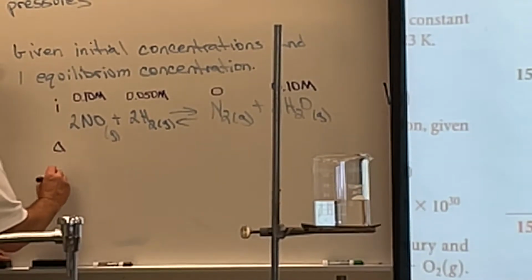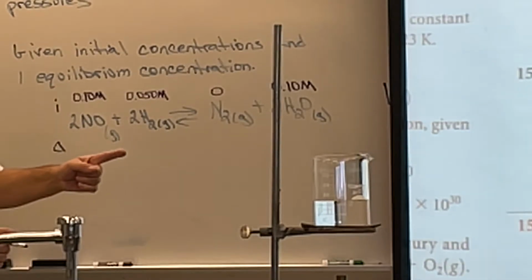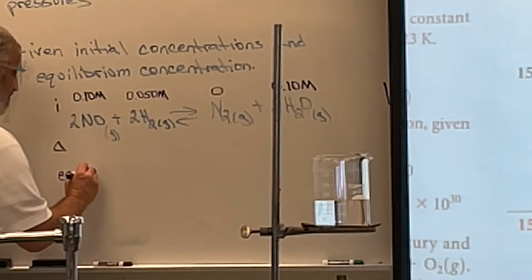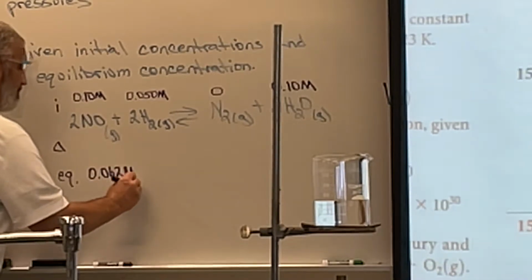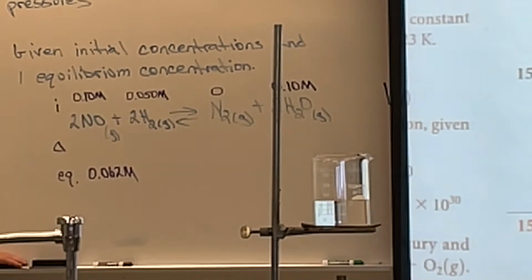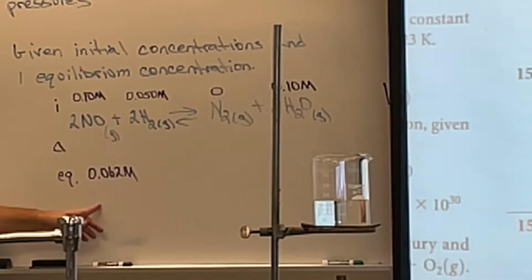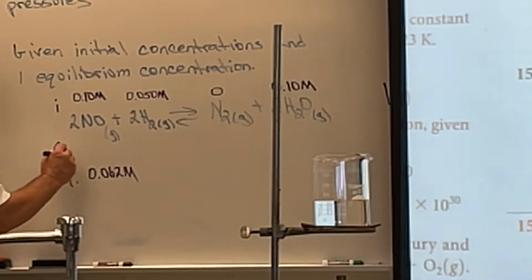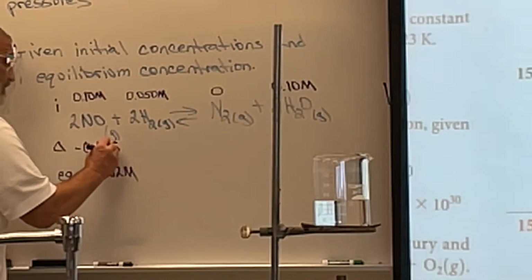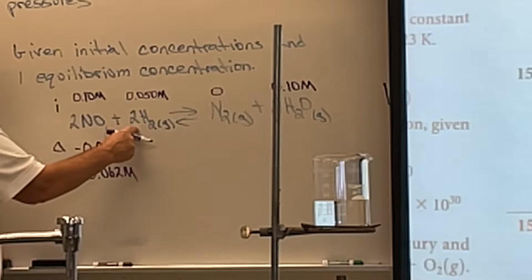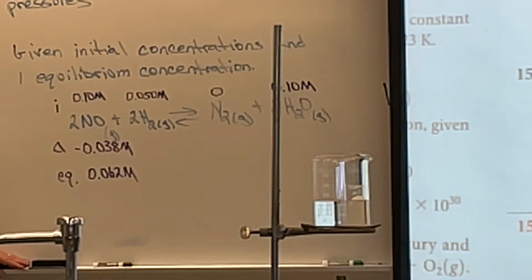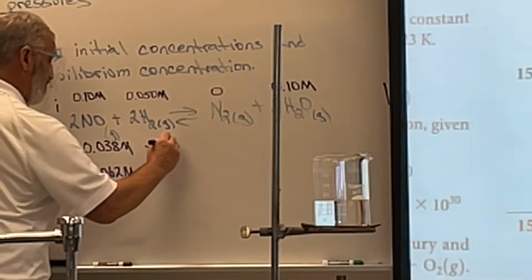So we have our change, and at equilibrium, the NO is 0.062. So how much reacted? What was my change between the initial and the equilibrium? If it went from 0.1, and now it's 0.062, 0.038. So this is going to be minus 0.038 molar. Since it's 2 to 2, how much of this reacted? Minus 0.038.